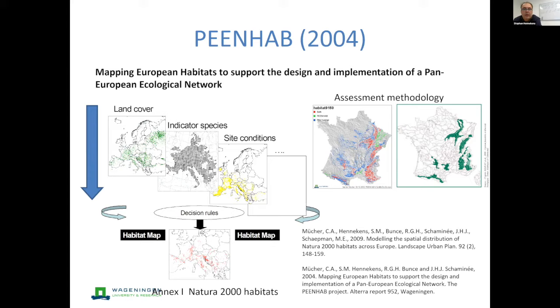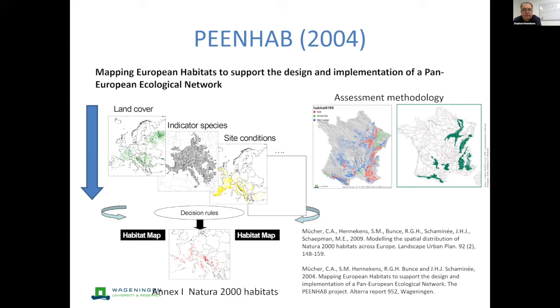And we started using land cover data and then combining that with indicator species, site conditions, and many other layers of information, which were combined in decision rules to come to specific Annex 1 Natura 2000 habitat types. And those decision rules were, of course, partly related to this description of the Natura 2000 habitat type.